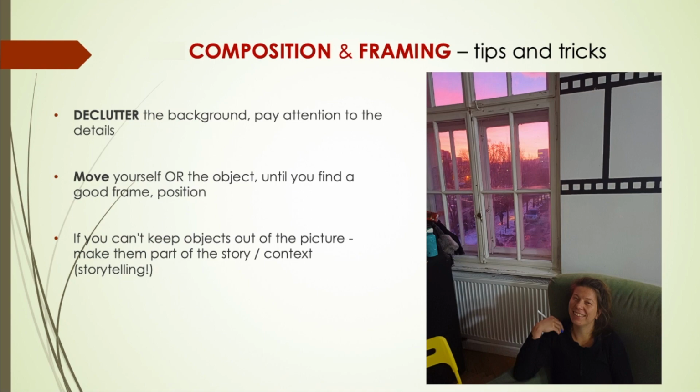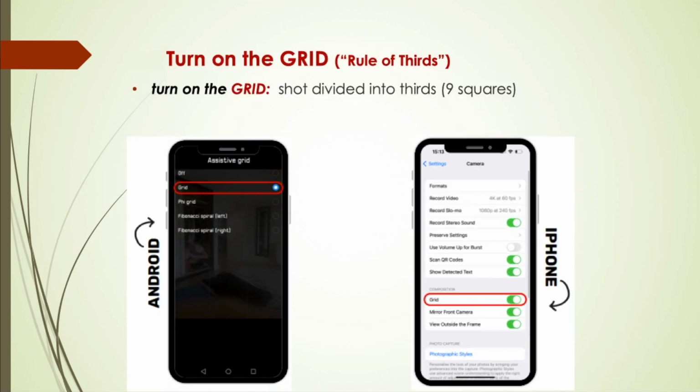Often we don't pay attention and then we don't see little things like parts of the furniture sticking in our shots, parts of some unidentified objects. Move and find a good frame, a good position for your shots. Move with the phone so that those things that are disturbing you in the background don't appear in the shot anymore. It's very important to think about the context.